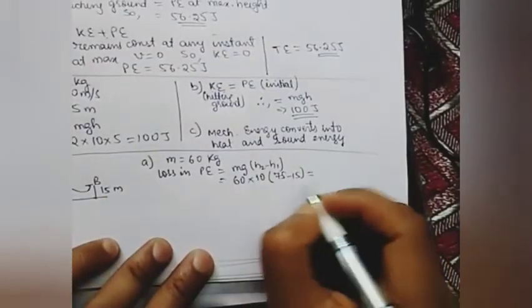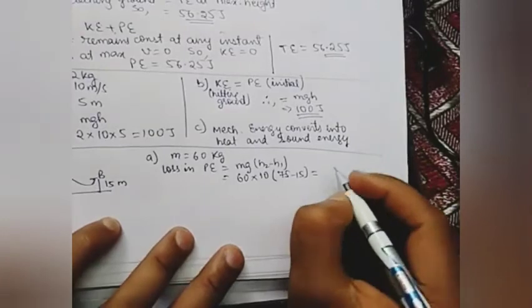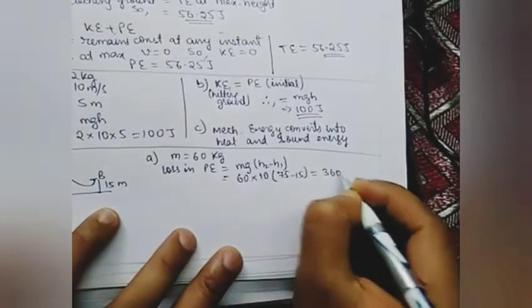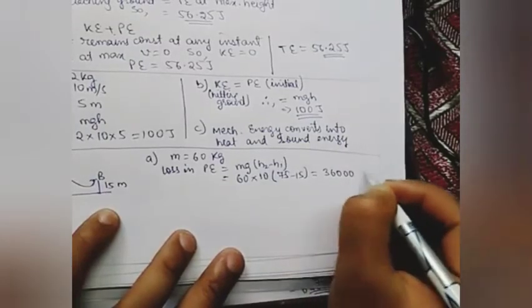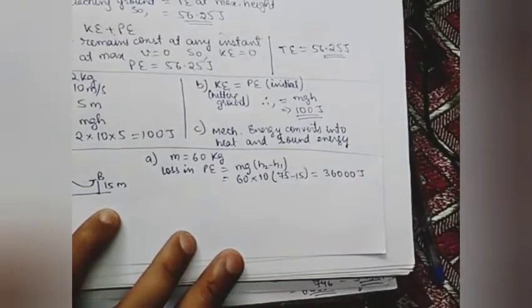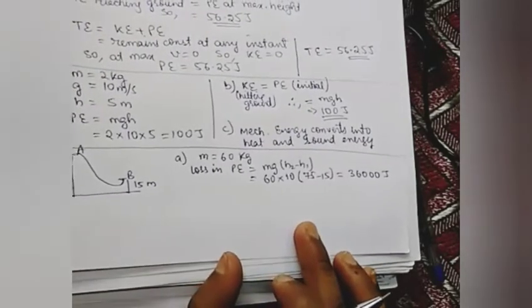Okay, that is equal to 600 into 60, that is 3600. So 3600, and one more 0, 36,000 joule. Okay, this is the loss in the potential energy. First question, loss in the potential energy.